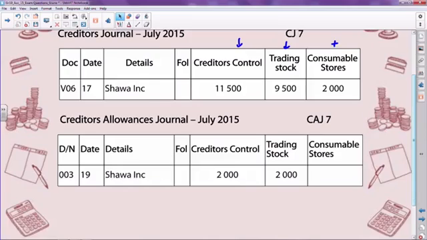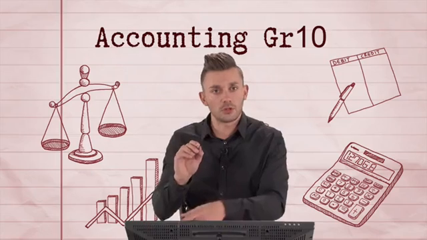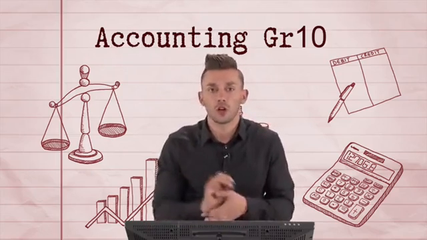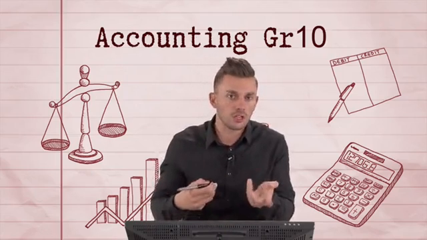And now let's see. They say the debit note was 003, so we return to Shawa. How much did we return? In total, 2,000. Now again, guys, when we return to the creditor, do we owe them more? Do we owe them less? Think about it a bit. And when we return trading stock, as you can see, we return 2,000 rands worth of trading stock. Do we have more stock? Do we have less stock? Think about it. 1 minute.